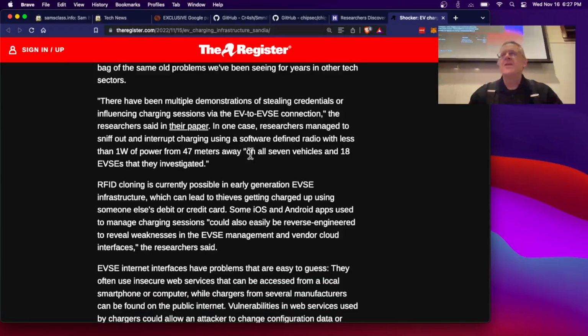And so on. And this guy here, they were able to interrupt charging using a software-defined radio with less than 1 watt of power from 47 meters away. So they can intercept it. It sounds to me like you can have fun with one of those portable USB hacking devices, the Flipper Zero. Some of my friends have those. They're devices that can do a lot of wireless attacks, including the simple record and replay and a lot of others. And you can use them to hack all kinds of wireless devices.